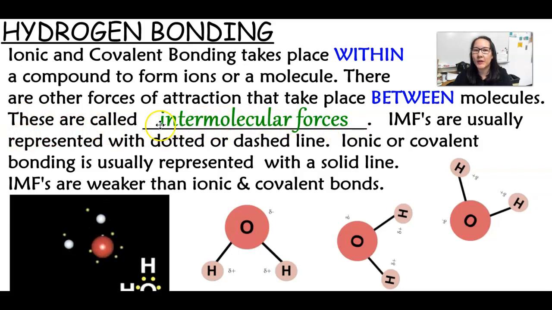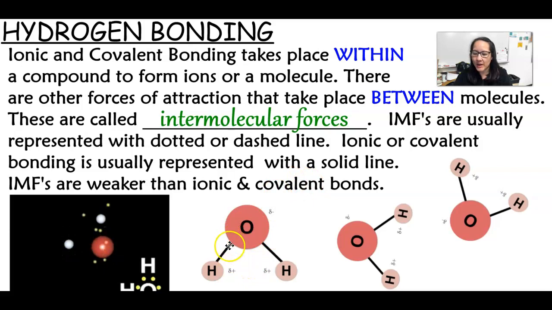Inter is the prefix for between, like an interstate goes between different states. The intermission is between acts of a play. So IMFs, which is short for intermolecular forces, are usually represented with a dotted or a dashed line. Ionic or covalent bonding is usually represented with a solid line. So intermolecular forces are weaker than actual bonds within a compound.